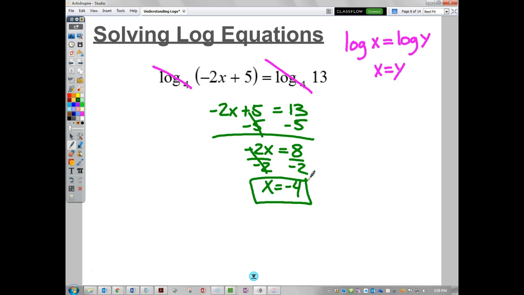All right, now you cannot take the log of a negative. You also cannot take the log of 0. But if you plug this back in, you'll see it won't be a problem, because negative 2 times negative 4 is a positive 8. 8 plus 5 is 13, and 13 equals 13, by the way, so that's a check on our work. We definitely did it right. But we also know that we would not be taking the log of a negative, so this is a good answer.